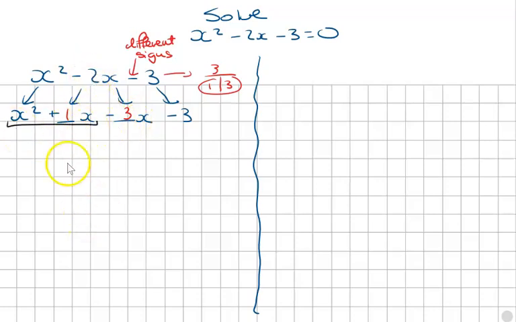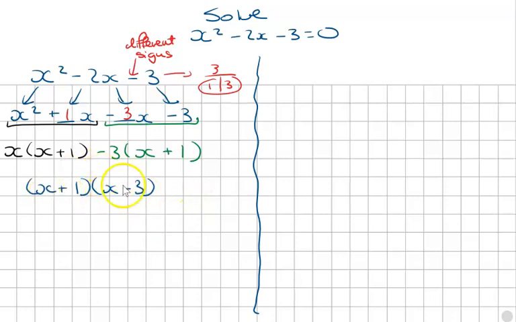We factorize the first 2. We get x times x plus 1. We factorize the last 2 terms. We get minus 3 times x plus 1. So x plus 1 times x minus 3 are our factors.